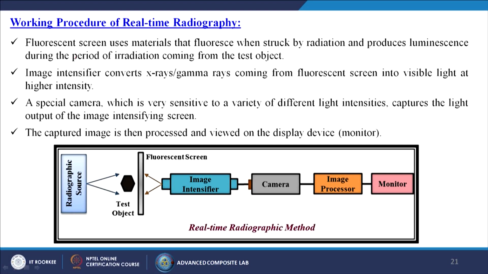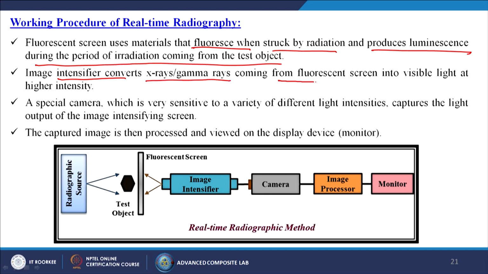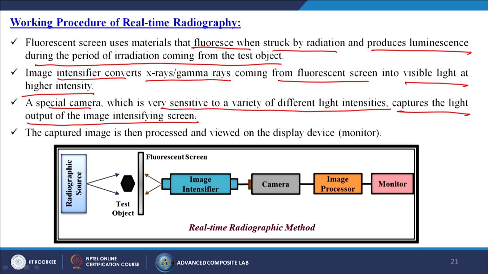Working procedure of real time radiography. Generally, the fluorescent screen uses materials that fluoresce when struck by radiation and produce luminescence during the period of irradiation coming from the test object itself. The image intensifier converts X-rays and gamma rays coming from the fluorescent screen into visible light at higher intensity. A special camera, which is very sensitive to a variety of different light intensities, captures the light output of the image intensifying screen.